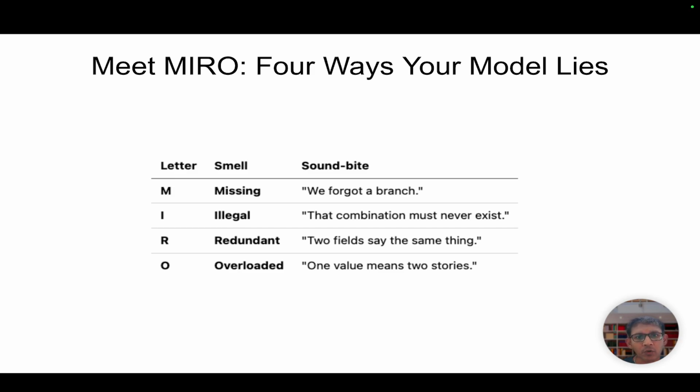And O stands for overloaded state. The soundbite is one value means two stories. This occurs when a single value in your system represents multiple different realities. Each of these faults has predictable assumptions, specific production consequences, and thankfully, specific refactoring moves that can fix them. In the next lecture, we'll explore each one in detail.